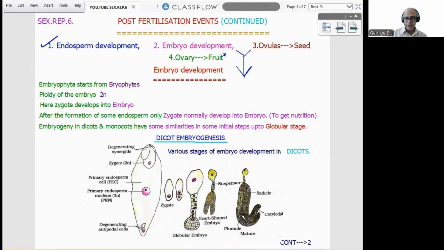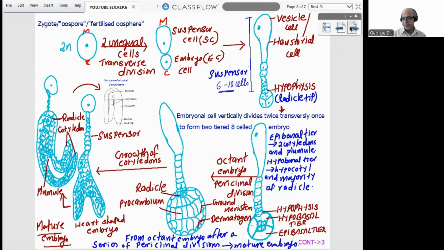Now we have to proceed with the dicot embryogenesis. This 6 diagram is purely an NCERT labeling question, but from that, you may not be able to get much idea. So what I have done, I have drawn a slide to explain this dicot embryogenesis and monocot embryogenesis, so that I will explain. Now this is how it starts.